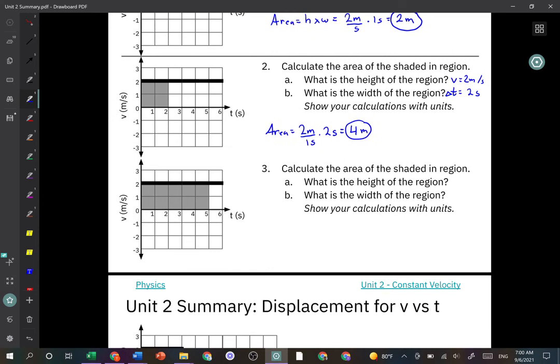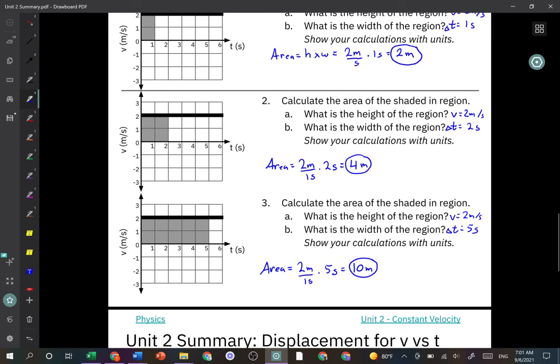And for problem number 3, calculate the area of the shaded in region. Well, now we're looking at it from 0 to 5 seconds. So while our velocity is going to be the same, 2 meters every second, our change in time is now 5 seconds. So our area is going to be equal to 2 meters every 1 second times 5 seconds, which is going to be 10 meters.